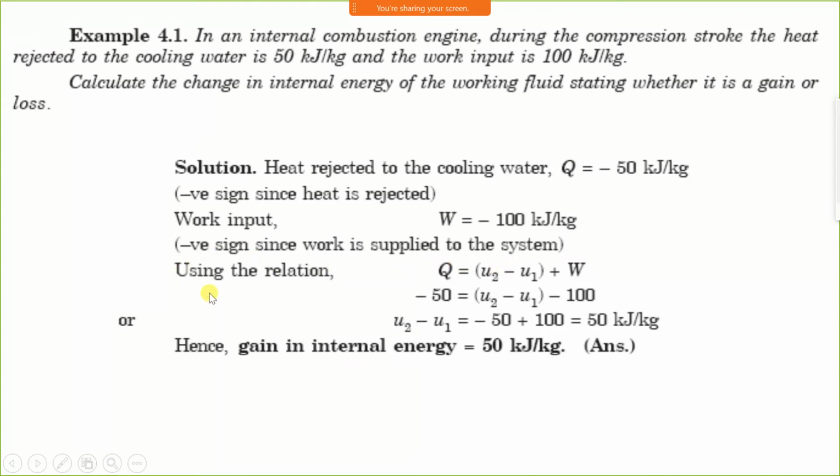Using the relation of first law of thermodynamics, Q is equal to delta U plus W. Delta U is equal to U2 minus U1. U2 is final internal energy and U1 is initial internal energy. Now put the values. Minus 50 is equal to U2 minus U1 minus 100. U2 minus U1 is equal to 50. Change in internal energy is positive. Therefore, it is a gain of internal energy equal to 50 kilojoule per kg.